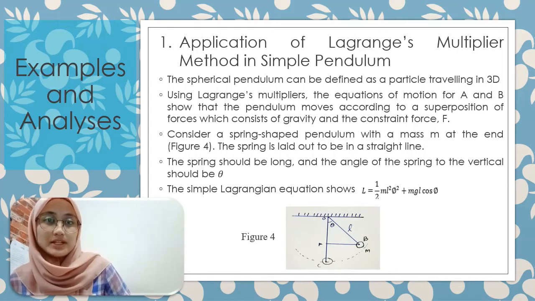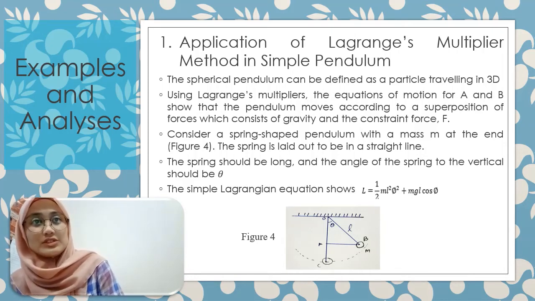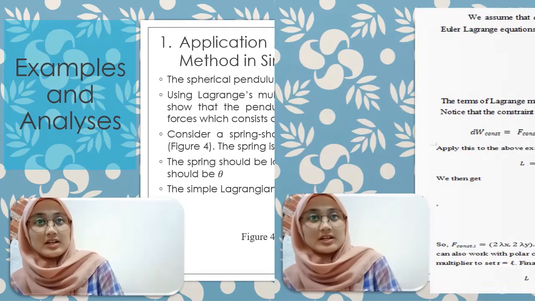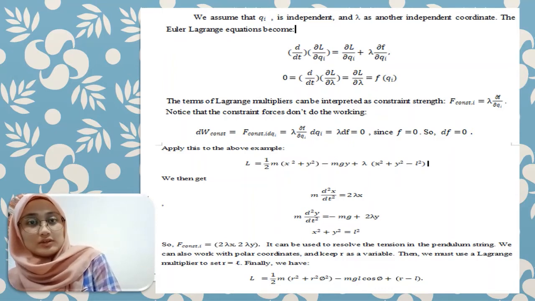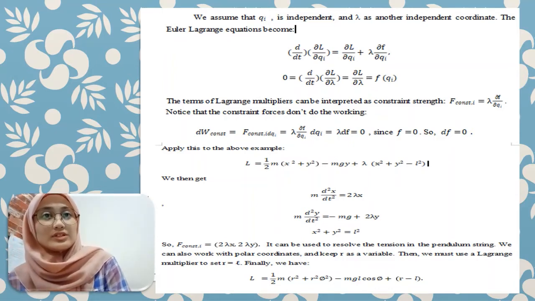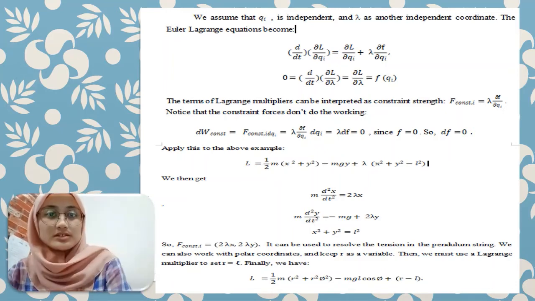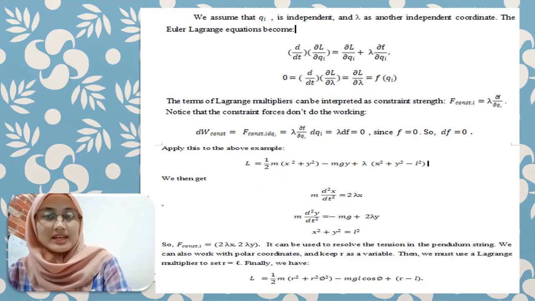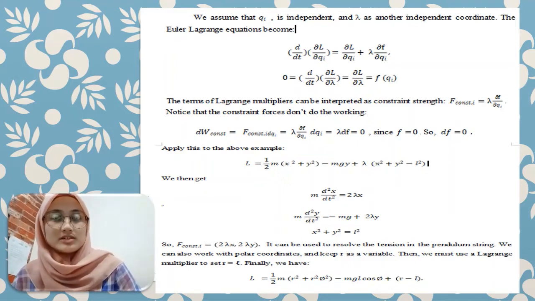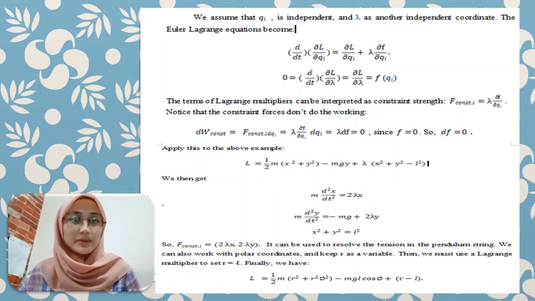The simple Lagrange equation shows that L equals half m l squared theta dot squared plus m g l cos theta. Instead, we use x equals l sin theta and y equals minus l cos theta. We will use f(q_i, t) equals 0. After that, we will substitute the Lagrangian with L plus lambda f, and lambda is the Lagrange multiplier. We will assume that the q_i are independent and lambda is another independent coordinate.